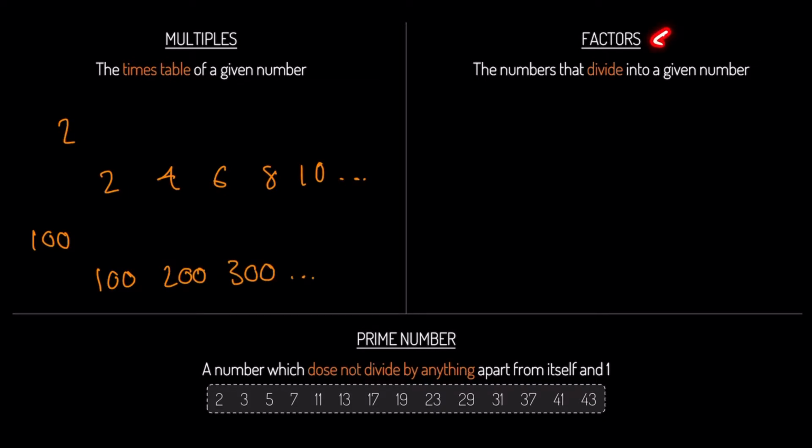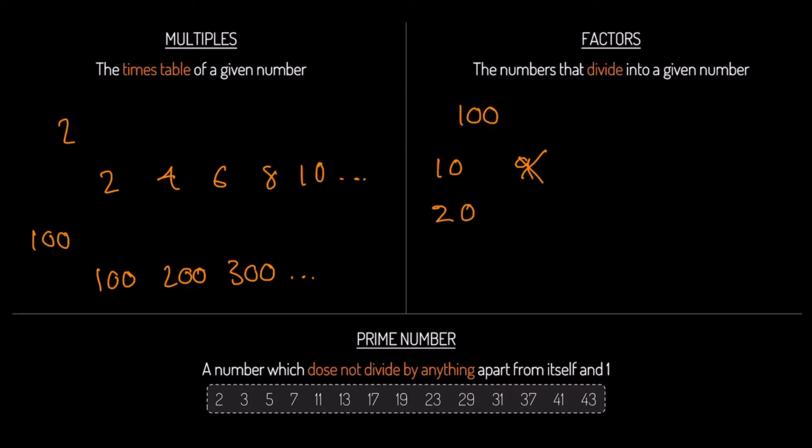A factor, on the other hand, is a number that can divide into a given number. So if we took the 100 that we had over here, what numbers would divide into 100 and give you a whole number answer? We know 10 could divide into 100 10 times. However, 9 would not be a factor of 100 because the 9 times table will take you up to 99 and then 108. So 100 isn't in the times table of 9. So 9 is not a factor of 100.